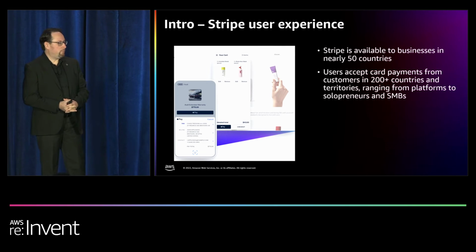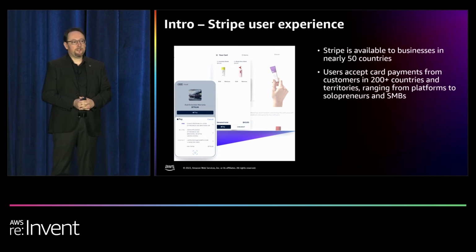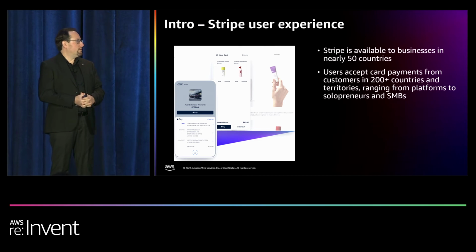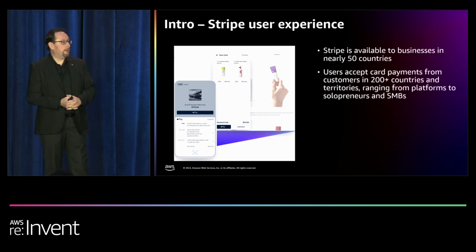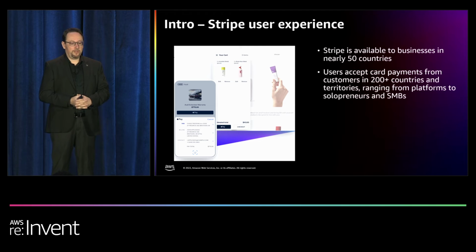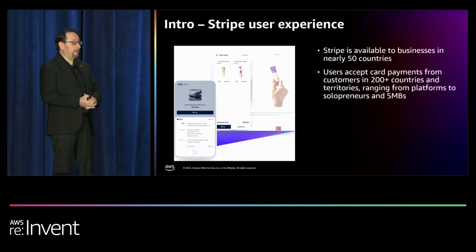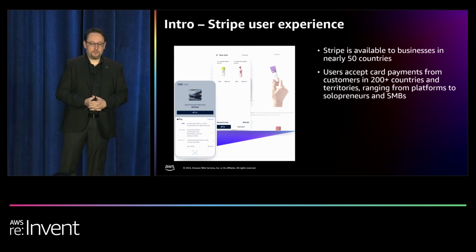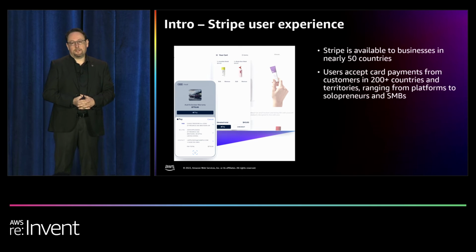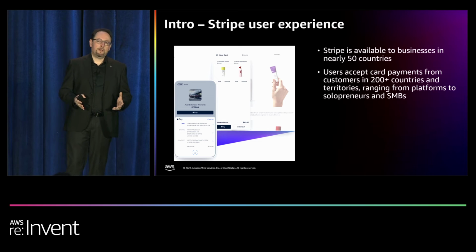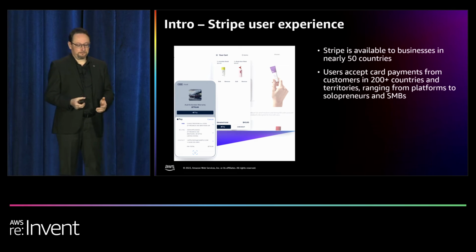So when you use Stripe, what does that actually look like? In many cases, we're integrated with partners. In this case, you can see Apple Pay. In certain countries, we use Amazon Pay, Google Pay, Apple Pay, and others. In other cases, you would see our logo directly. We're currently available to businesses in more than 50 countries around the world, and those businesses can accept payments from their customers in 200 countries and territories around the world. And as I said, this ranges from giant platforms that produce websites to solopreneurs and tiny businesses.